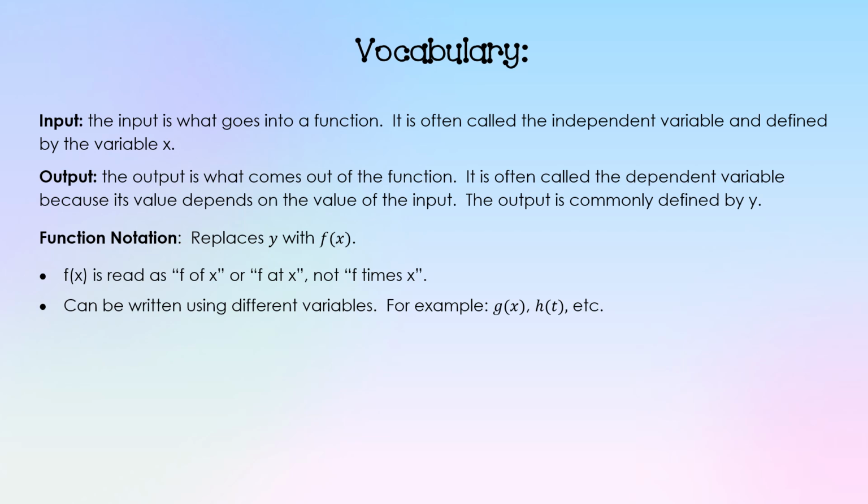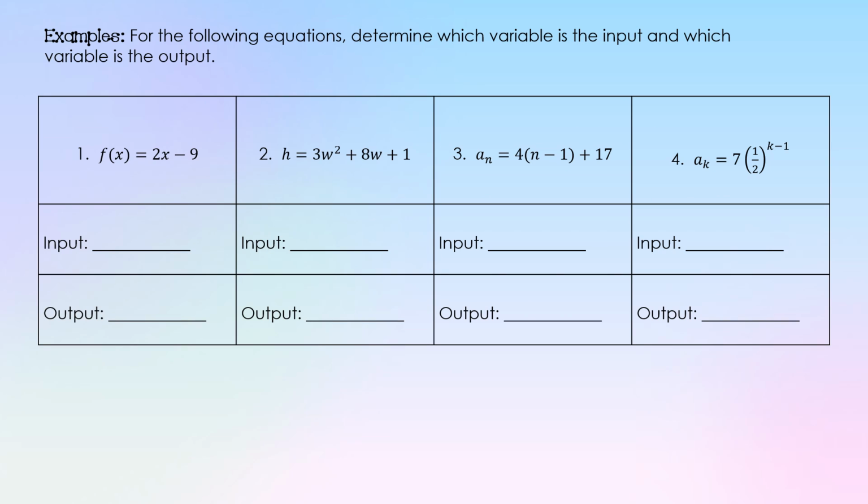And then we talked about function notation and how y becomes f of x, not f times x. You can call it f of x or f at x. And we can use different variables, but it's important to be able to look at an equation and determine what is the input and what is the output. So let's look at a couple examples.